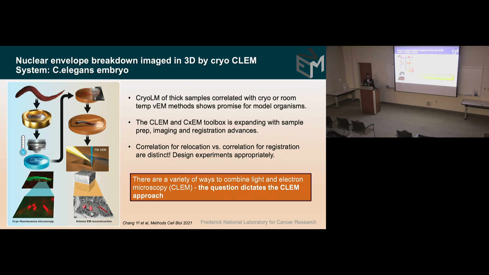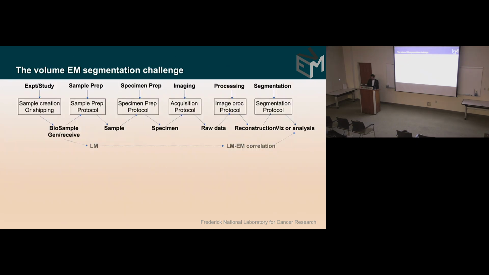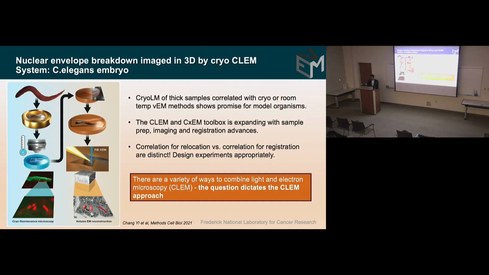So this is just an example of showing how this can be done by correlative CLEM. I'll stop now because I'm going to switch over to the AI work, but just to make the point that correlation for relocation is different from correlation for registration. With correlative microscopy, there are many ways of combining the two modalities, so the question must dictate the approach. So I'll stop for a second before I move to the computation third of the talk.